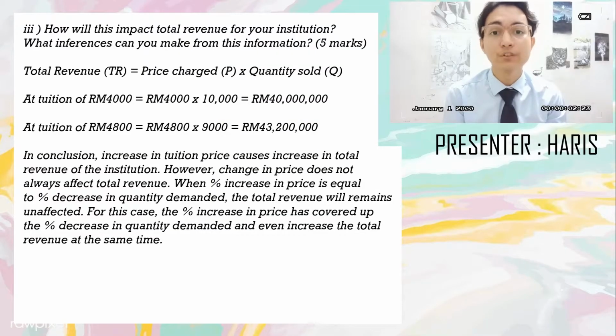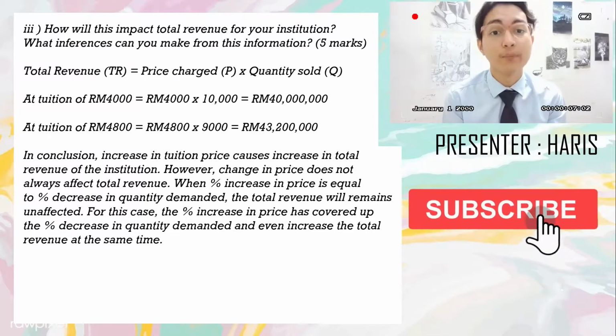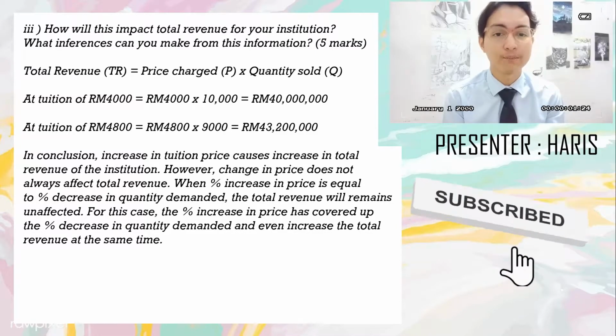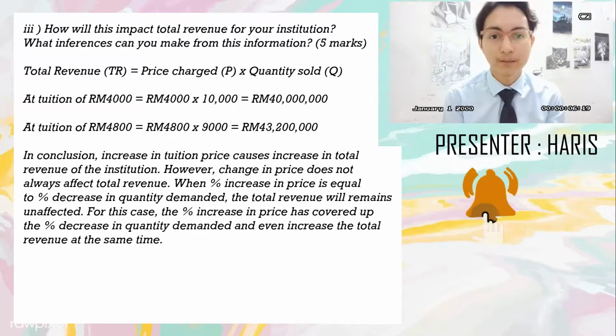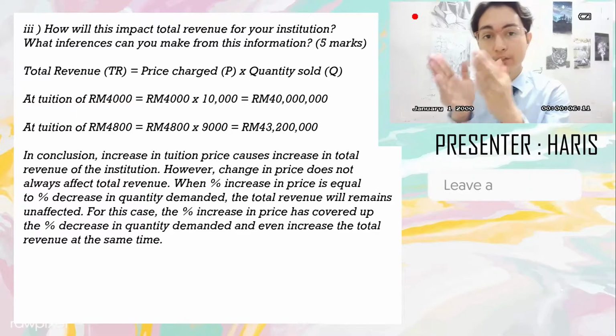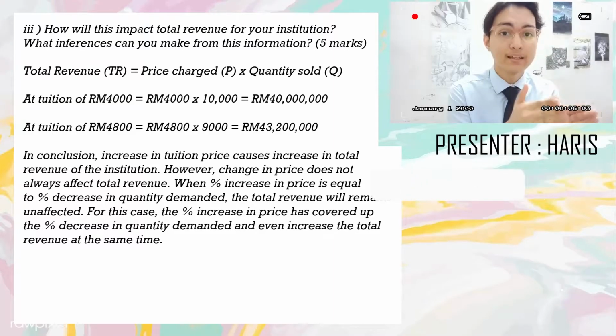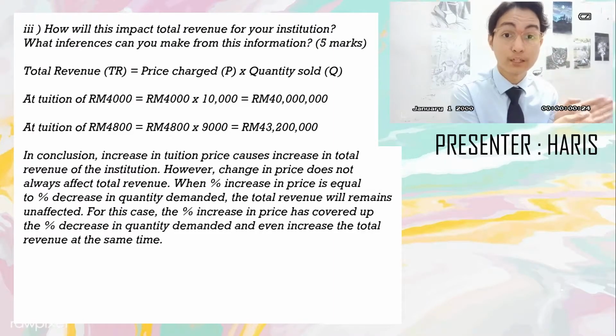Okay, let's continue with question part A3. How will this impact total revenue for your institution? What inferences can you make from this information? Okay, let me tell you. Alright, the formula to find total revenue is total revenue TR equals price charged P times quantity sold Q.